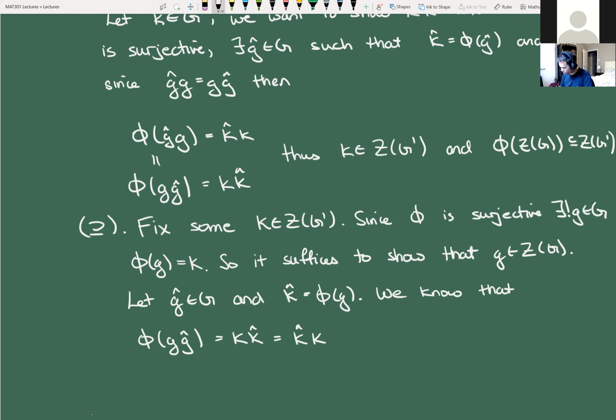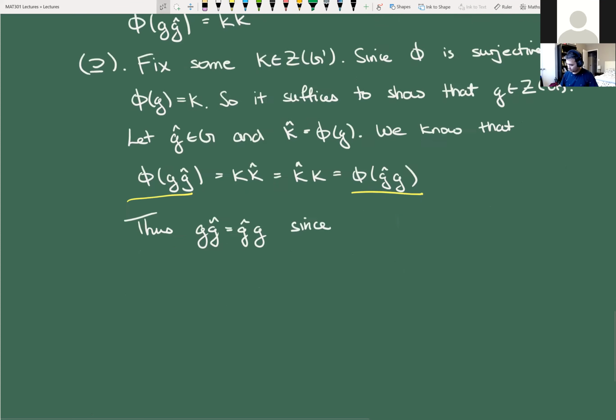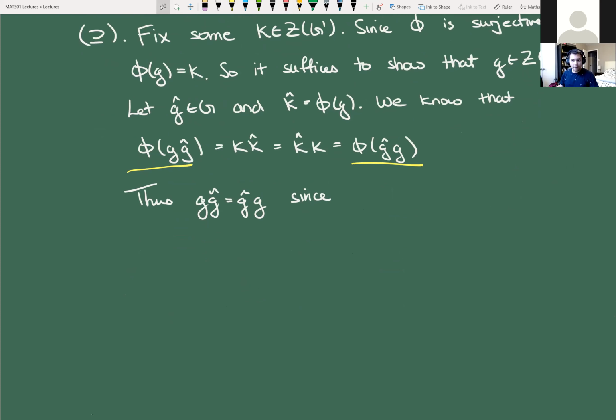K is in the center, so it commutes. So that's going to give me phi of g times phi of g hat. So if we ignore everything in the middle, we get this. And I want to show that the things inside the phi are equal. Why do I get that for free? Why do I immediately know that? Okay, yeah, phi inverse exists, so we certainly could use that. I agree, and that absolutely would do it. I think there's a faster way that we could get there, but you're absolutely correct. That would definitely work. So we could apply phi inverse to both sides, and then we would get that these two things are equal. Alternatively or equivalently, phi is injective.